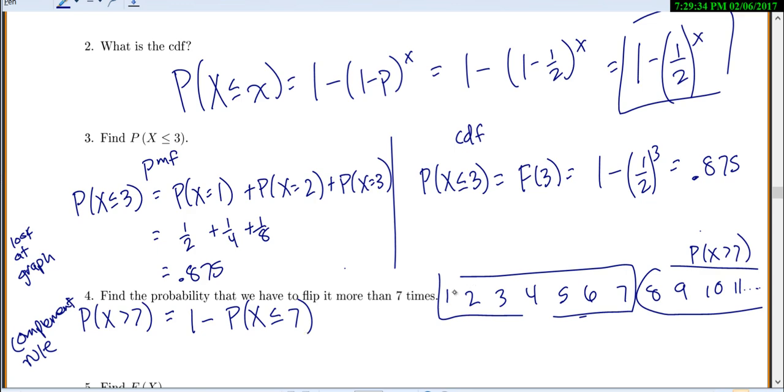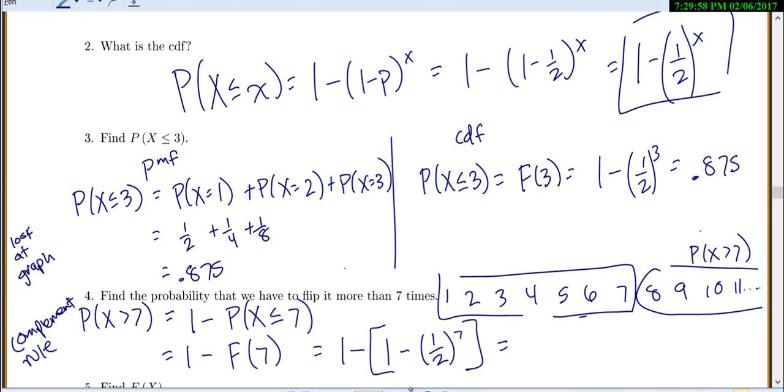Now you could find the probability for 1 and 2 and 3 and 4 and add them all up. Or let's just use our CDF. So 1 minus that x less than or equal to 7, that's just the CDF at 7. So 1 minus, now the entire CDF, so we get a lot of 1 minuses because the CDF is 1 minus (1/2) to the power of x. So 1 minus the entire quantity, 1 minus (1/2) to the power of 7, gives me 0.0078125.